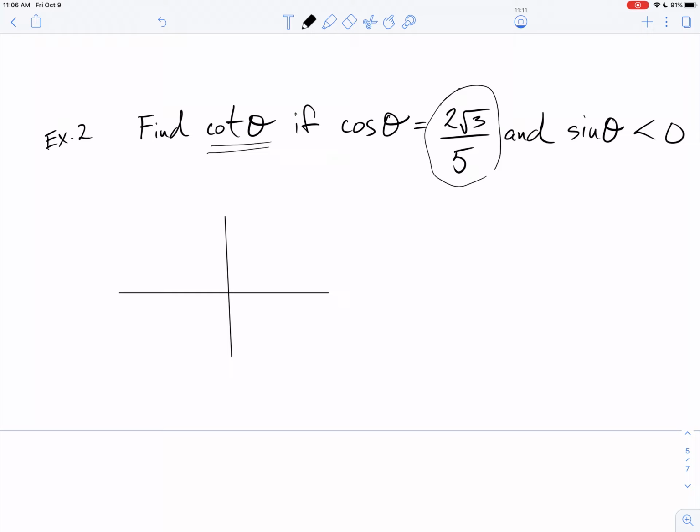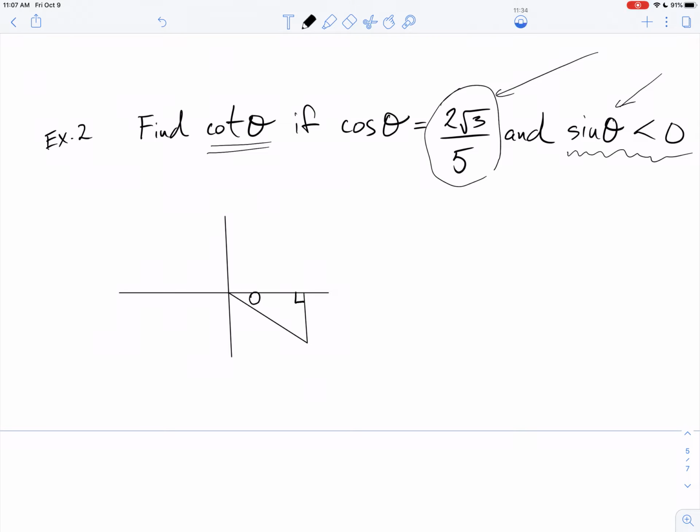Axe rule. Oh, baby. But they also tell me that the sine of this thing is negative. So there's only one place where cosine is positive and sine is negative at the same exact time. That would be quadrant 4. So I would have to draw my reference angle, or reference triangle, sorry, in quadrant 4.